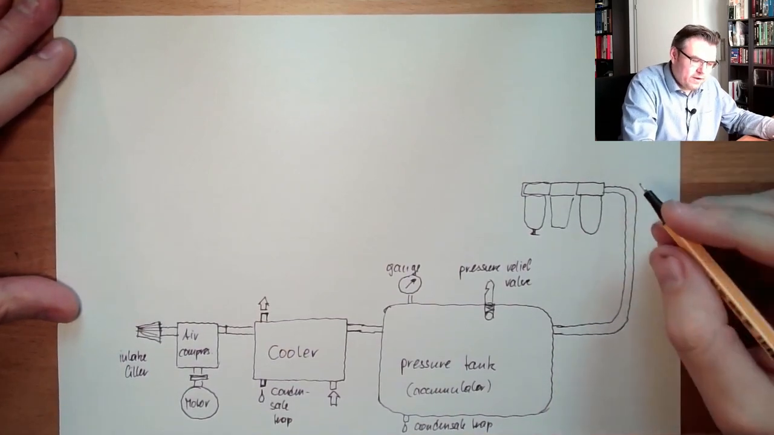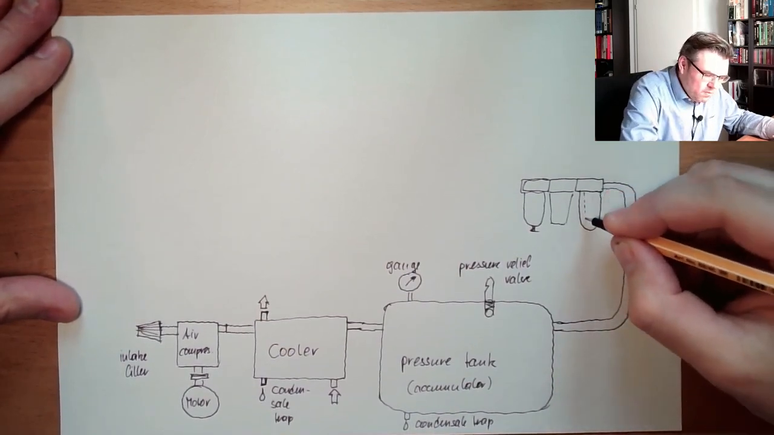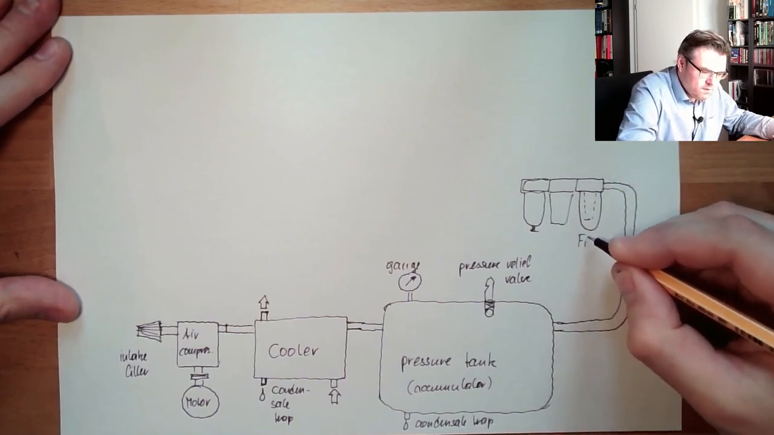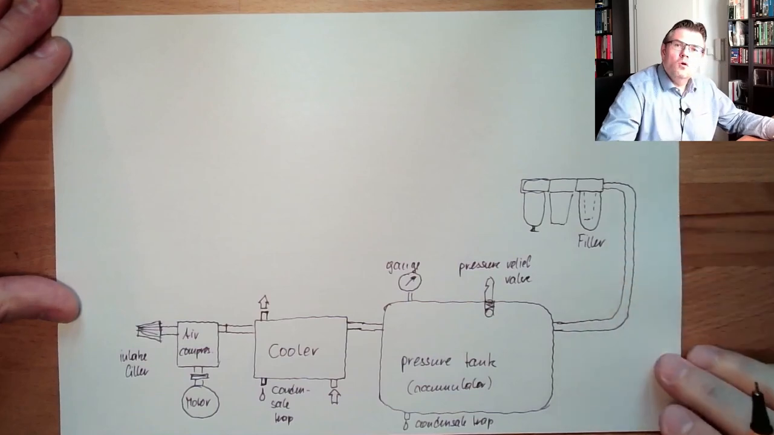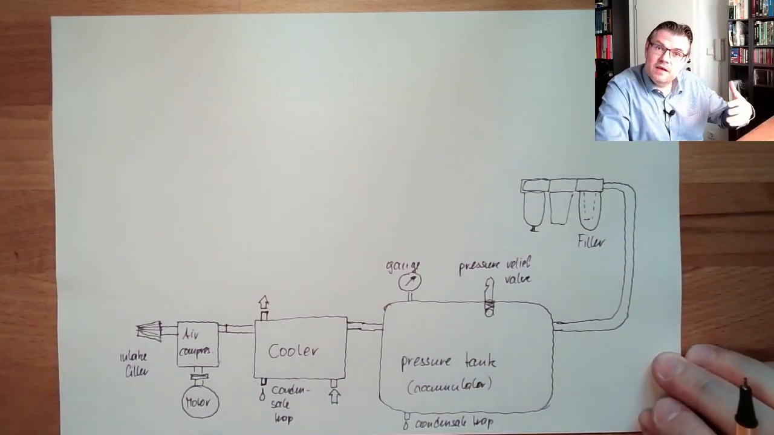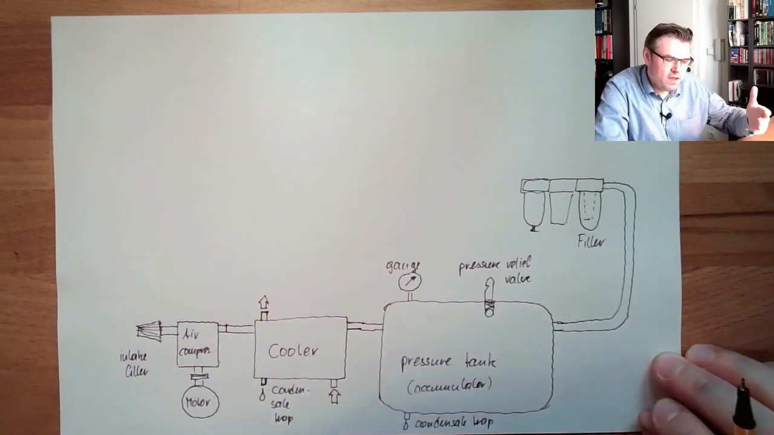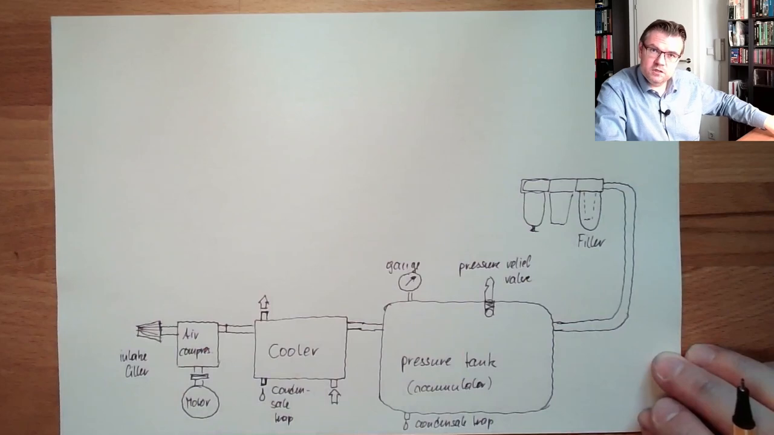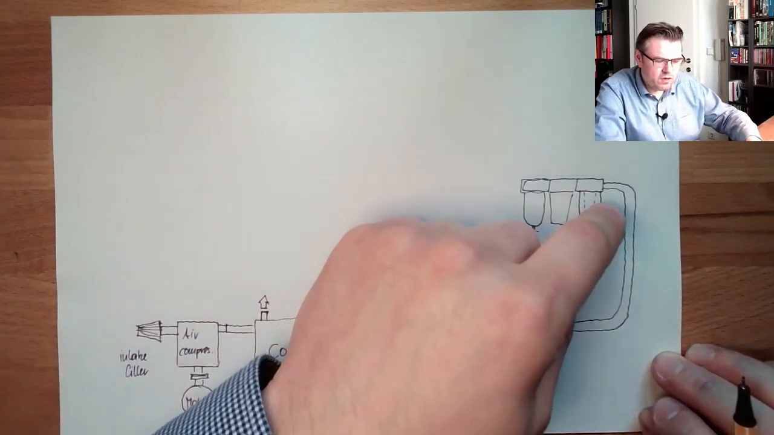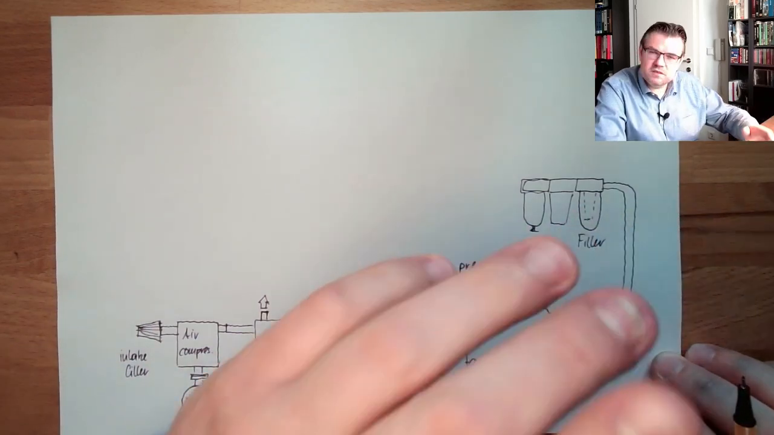What are those three items? Well, there's one item which is a filter. Okay? This filter will remove the last particles which the intake filter has not already taken away. So this filter will clean up the air for our application. Some fields of application require cleaner air, some fields of application don't really care. So according to the field of application, I've selected a filter.